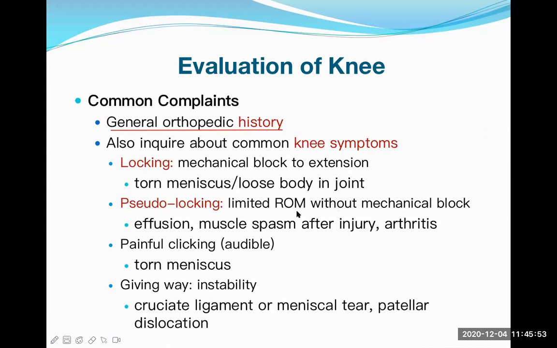Another is pseudo-locking. Pseudo-locking is a limited range of motion without the mechanical block. It is not the complete blockage, just restriction in the range of motion, and that can be seen in effusion of the joint, muscle spasm after injury, and arthritis. Effusion is a collection of fluid inside the joint because of injury or infection. Any fracture occurring around the joint will cause spasm of the muscle, and osteoarthritis and rheumatoid arthritis are good examples here.